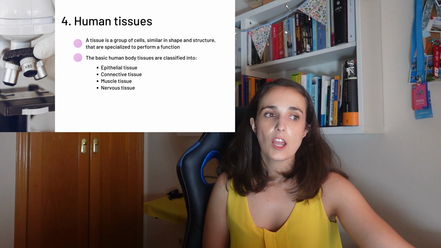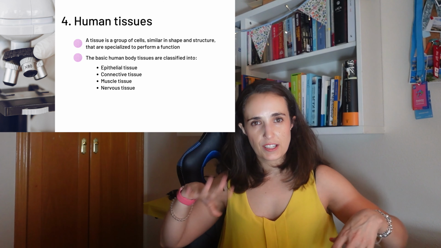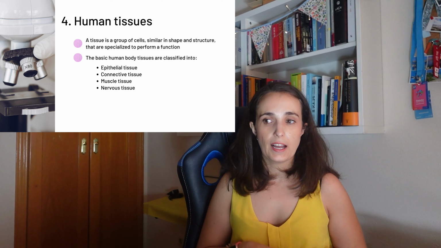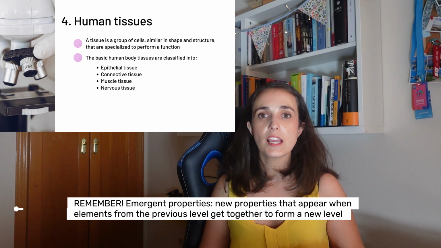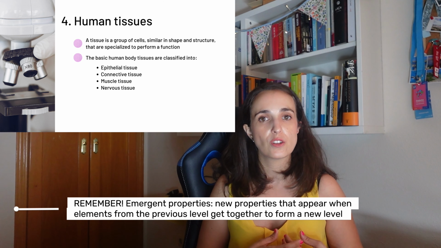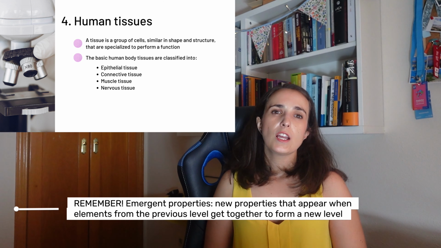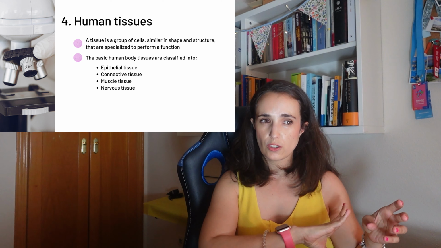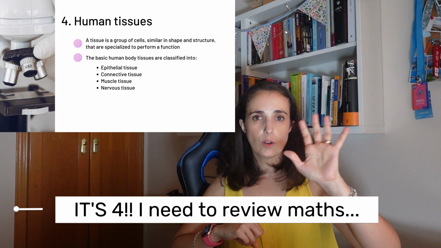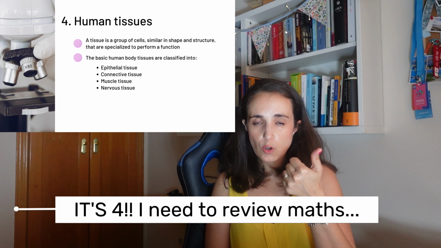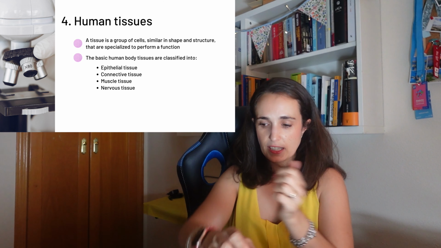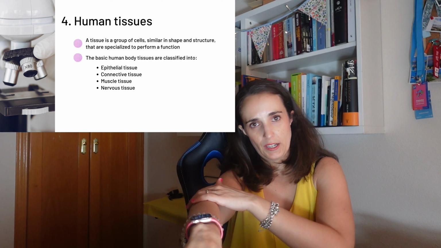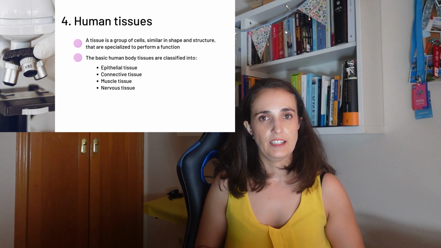What happens when those differentiated cells get together? They become a tissue, and with these emergent properties, the tissue together will have a function that the cells alone didn't have. So we can classify the tissues depending on their function in 5 big groups. First group is epithelial tissue. That's the skin or kind of covers in the organs inside, okay?